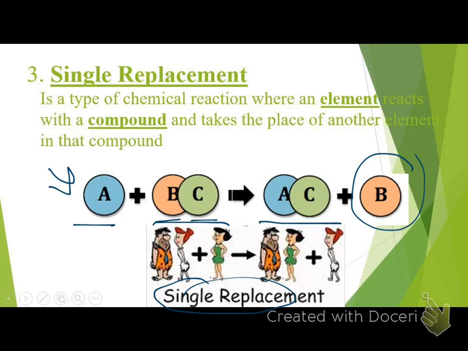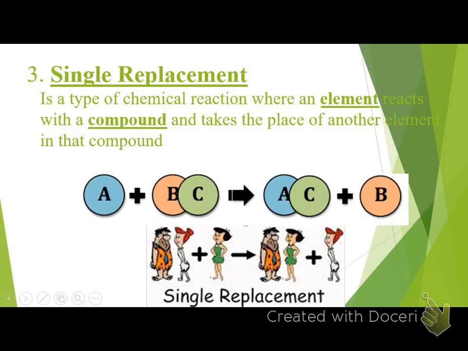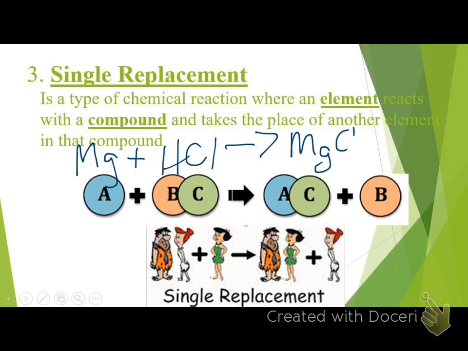All right? So here's a really good equation for this. We have magnesium reacts with hydrochloric acid. Remember, we've got to be able to write the formula right. To produce magnesium chloride and hydrogen gas.